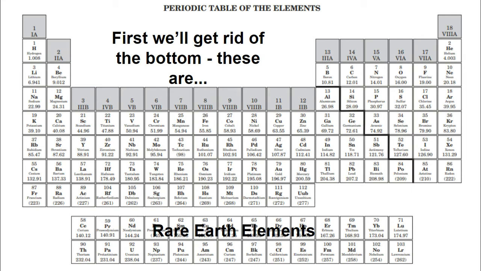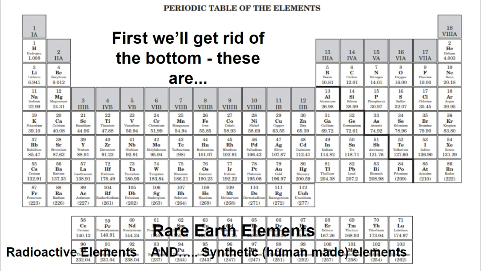These are called the lanthanide series, and for our purposes, we don't need to know hardly anything about them. The row underneath them is the actinide series, and the actinide series is made out of elements that are radioactive. Uranium at number 92 is the last element that's naturally occurring on the periodic table. After number 92, numbers 93 to 103, those are all synthetic. Synthetic means human-made.